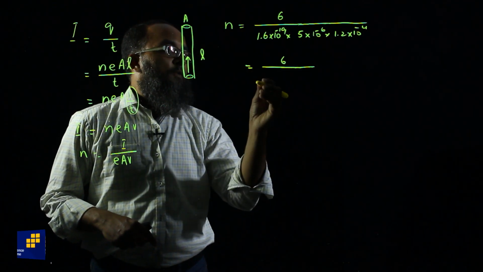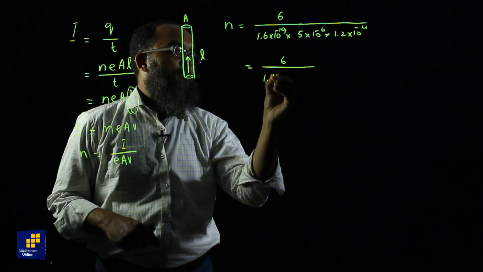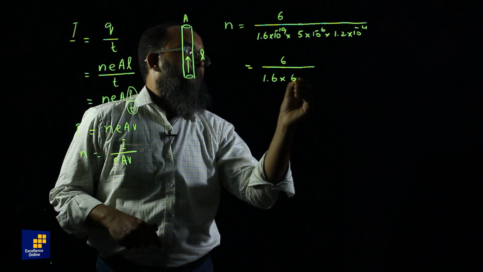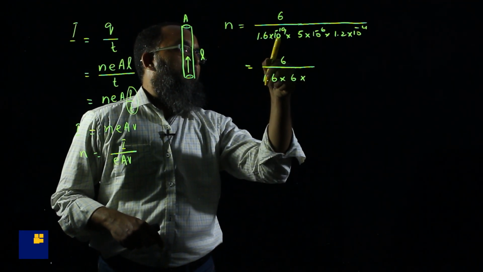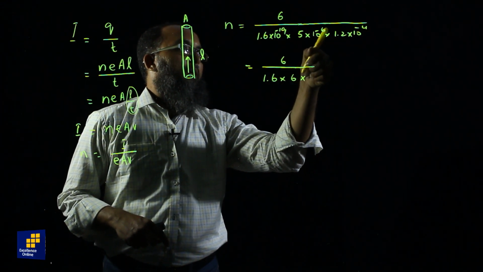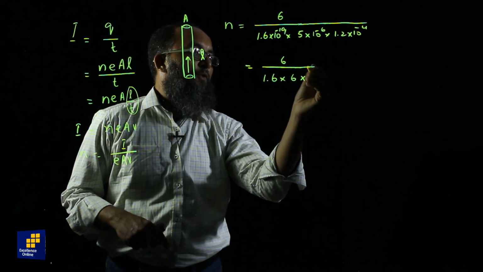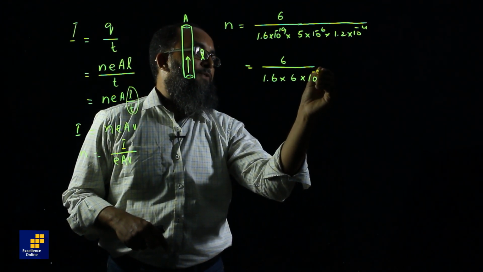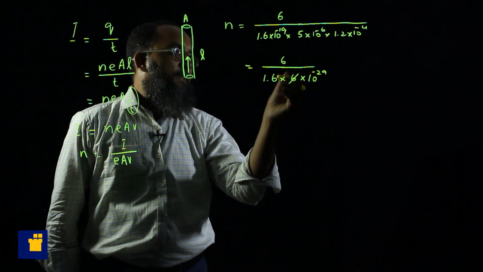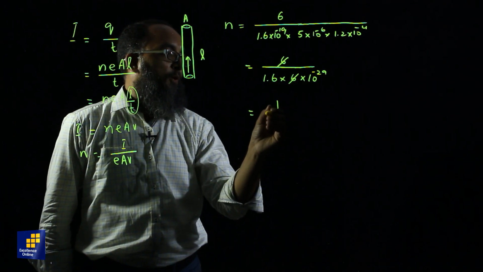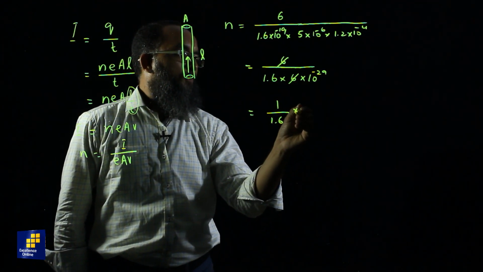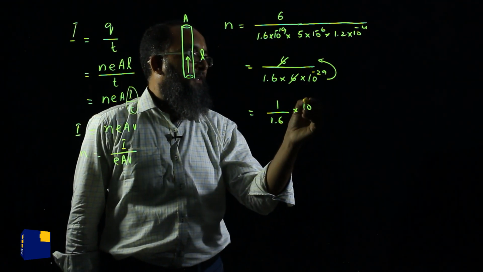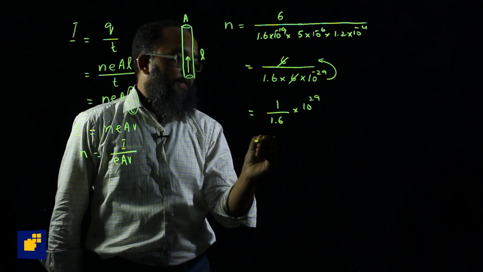1.6 into 1.2 into 5 gives 6. 10 power minus 19, 10 power minus 6, 10 power minus 4. All these exponents will combine into 10 power minus 29. This 6 is cancelled by 6, so we get 1 upon 1.6 into 10 power minus 29. negative exponential power को हम numerator में shift कर लेते हैं, 10 power plus 29.